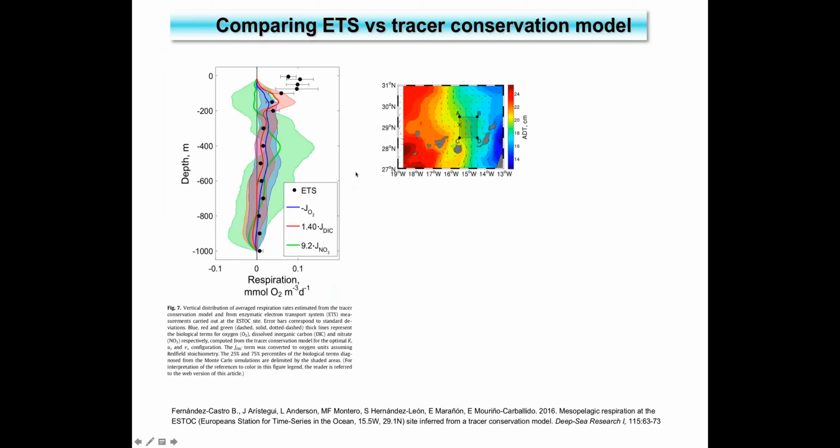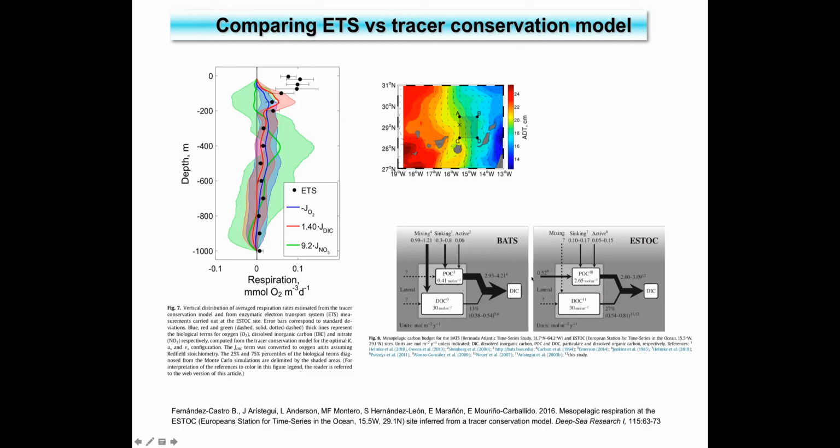There are also other studies that find a pretty good agreement between ETS and other geochemical estimates. This is a paper by Vieito Fernandez, a very nice paper carried out north of the islands, in the surroundings of the ESTOC station. He did a tracer conservation model using climatological data from oxygen, DIC, and nitrate, and he estimated remineralization rates in the water column and compared them with a data set that we had from several samplings at the ESTOC station looking at ETS, and the correlation is really good. Also, if you have the opportunity of reading this paper, it's quite nice. I like it. He compares the differences between the ESTOC and the BATS station in terms of carbon fluxes and remineralization rates.